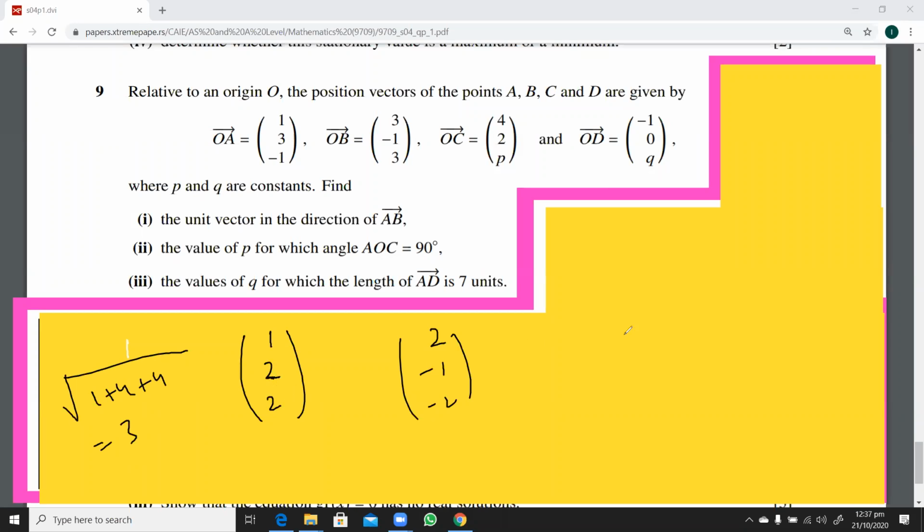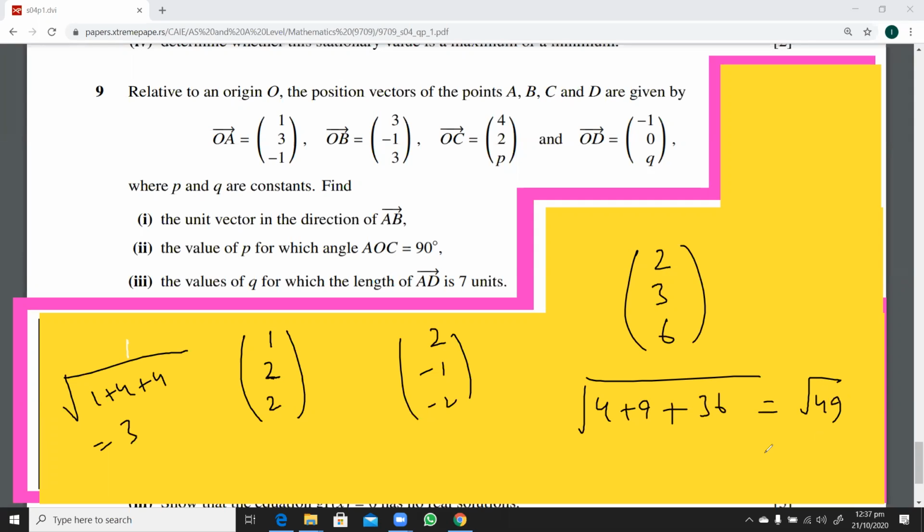There is another very famous vector, which is a combination of 2, 3, and 6. Guess what is its magnitude? 7. Great. This is like 4 plus 9 plus 36. You will see that these vectors are used a lot in these questions. Okay. So let's move to the next video now.